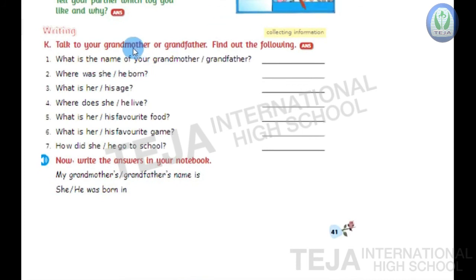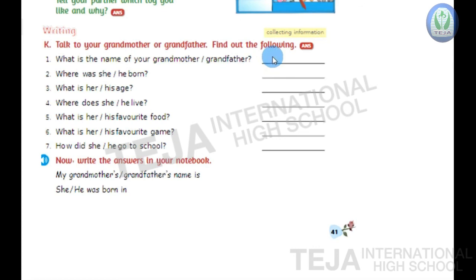In writing bit K, talk to your grandmother or grandfather. Find out the following. So here few questions are given. That is, what is the name of your grandmother or grandfather? Where was she or he born? What is his or her age? Where does she or he live?